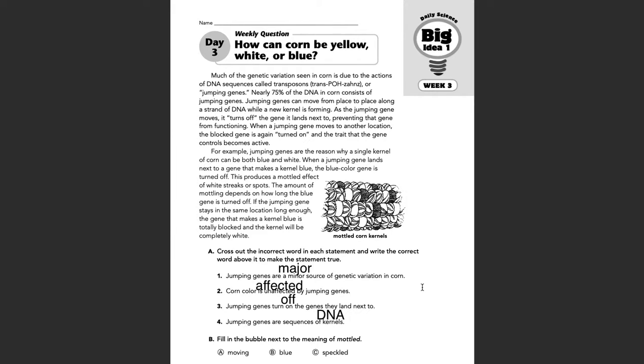And then fill in the bubble next to the meaning of mottled. That would be like speckled color, because it talks about how blue, white, the amount of mottling depends on how long the blue gene is turned off. White streaks or spots, so more of a speckled.